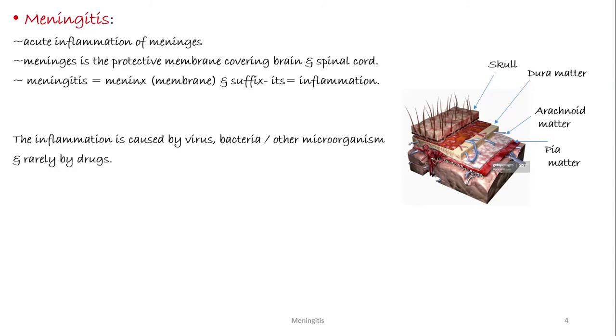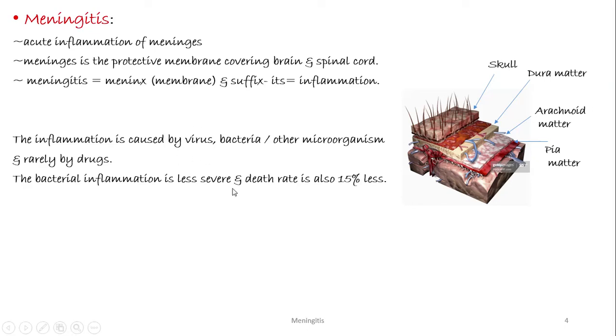The inflammation of the meninges is mostly caused by viruses or bacteria or other microorganisms, and rarely it is caused by drugs. The drugs which are given directly intrathecally are responsible for causing meningitis. The bacterial form is less severe, and the death rate is also 15% less. The most dangerous or severe form of meningitis occurs due to viral infection, and viral infection is the most common cause of meningitis. As meningitis is life threatening, it is also termed a medical emergency.